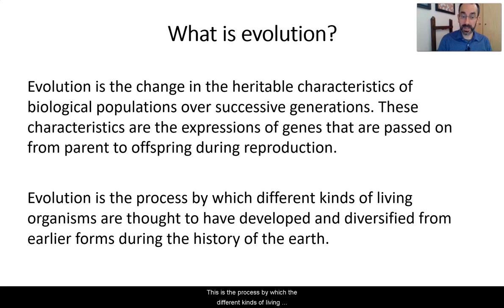And this is the process by which the different kinds of living organisms, the different species, are thought to have developed and diversified from earlier forms during the history of the Earth. So evolution is the process by which we've got the large variety of species and organisms that we have right now on Earth that all came from a common ancestor billions of years ago.